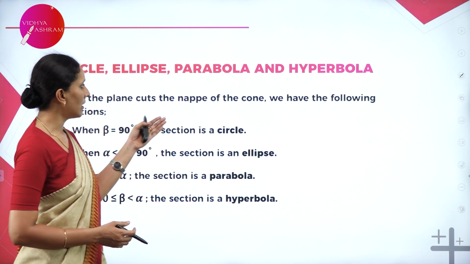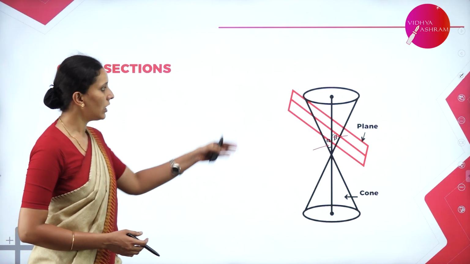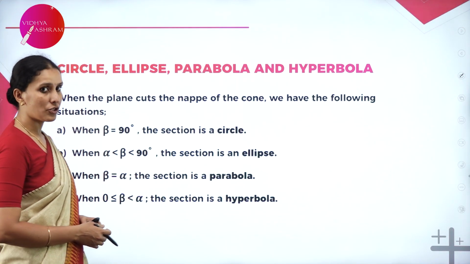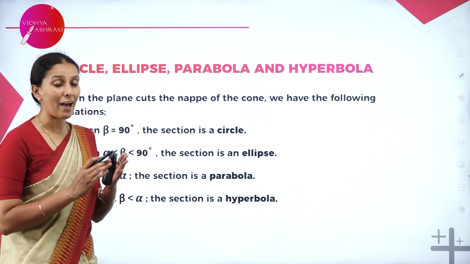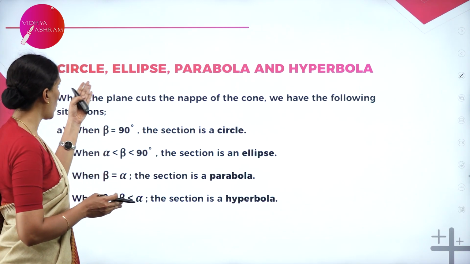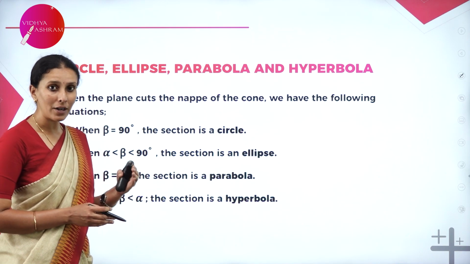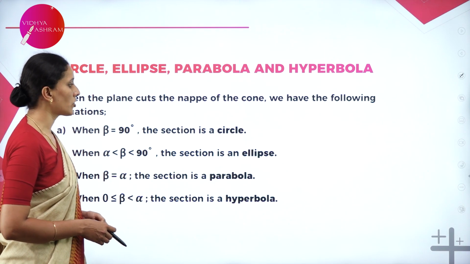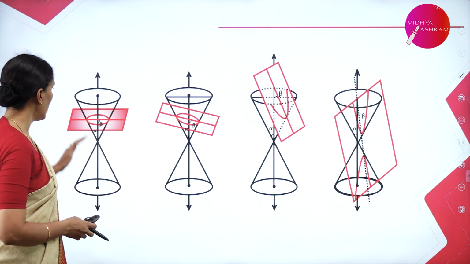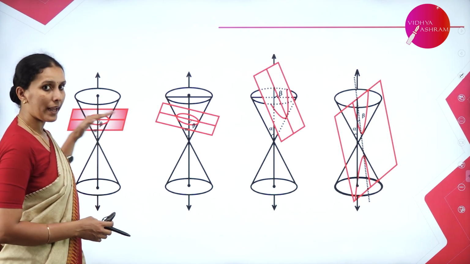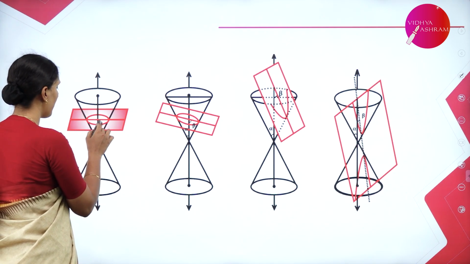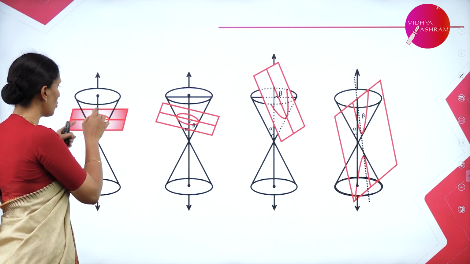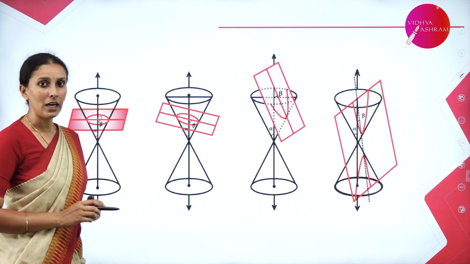So when the plane cuts the nappe of the cone, as you can see from the figure, in any direction, we have the following situation. Based on the situations, we have four types of curves, that is, conic sections. Since they are all part of the cone, they are called conic sections. If beta is equal to 90 degrees, the section is a circle. You can see the diagram here, when a plane intersects the cone exactly at 90 degrees. Here you can see the beta, which is exactly 90 degrees. If it is 90 degrees, then the intersection of the cone and the plane is termed a circle.